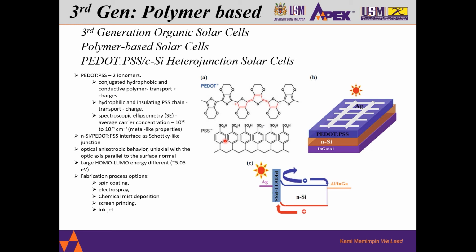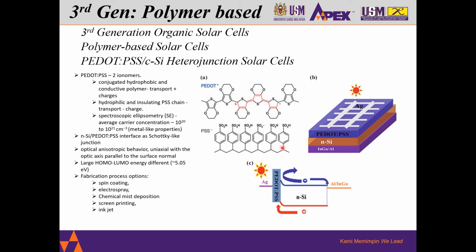Thus, PEDOT:PSS polymer has metal-like properties. The Schottky junction is frequently observed at the metal-semiconductor junction, and there are many studies which consider the n-type silicon/PEDOT:PSS interface as a Schottky-like junction. In addition, PEDOT:PSS shows an optical anisotropic behavior, uniaxial with the optic axis parallel to the surface normal, and a large HOMO-LUMO energy difference, approximately 5.05 eV.